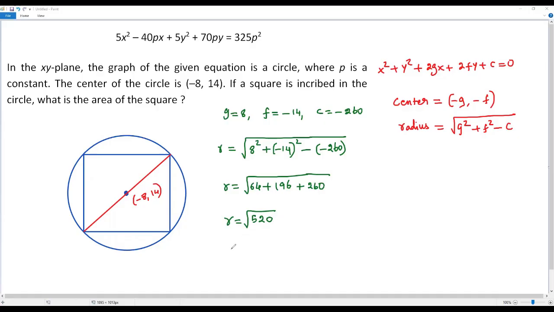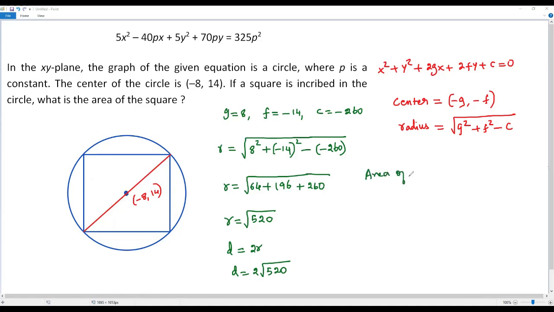Now let's find the diameter of the circle. That is, the diameter of the circle is equal to 2 times the radius. Then we get d equals 2 times the square root of 520. Here I got the diameter of the circle. So the diameter of the circle is the length of the diagonal of the square. Okay, now let's get the area of the square.